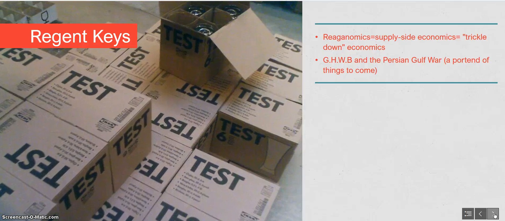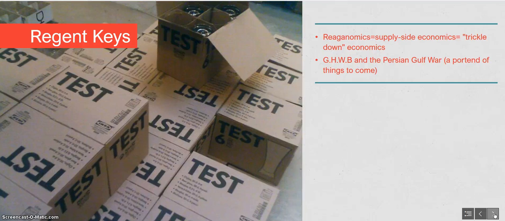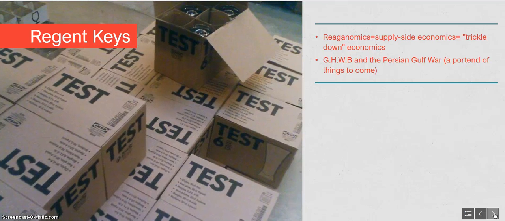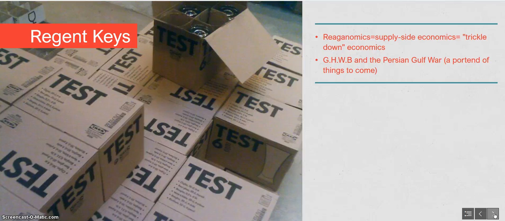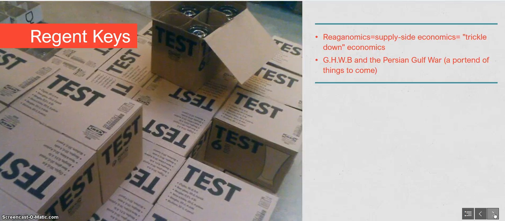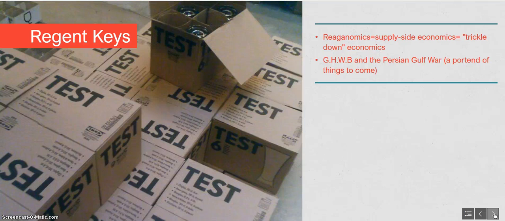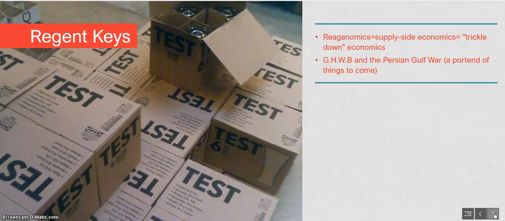If you remember nothing else about the 80s, the Regents will tend to ask questions about Reagan's economic ideas, often referred to as Reaganomics. I'm putting three different names here, just in case you see one of them. Reaganomics equals supply-side economics, which equals trickle-down economics. And all it means is this. If we provide tax incentives or tax breaks for the wealthy, particularly business owners, the small business owners, they will make more money.